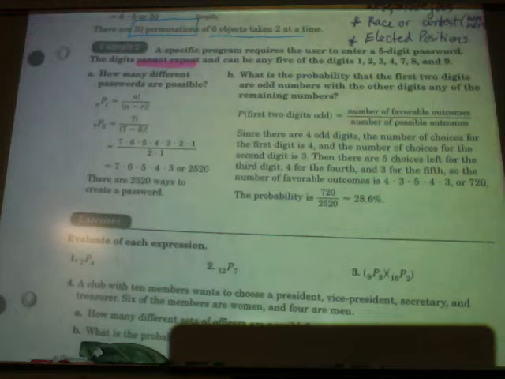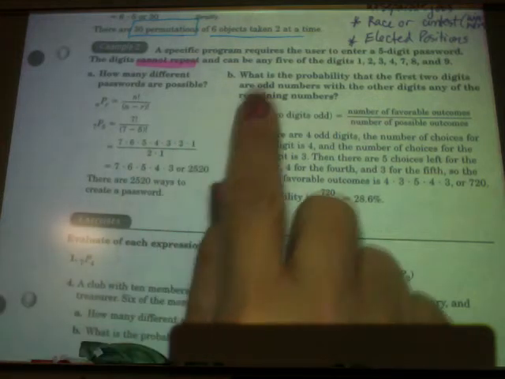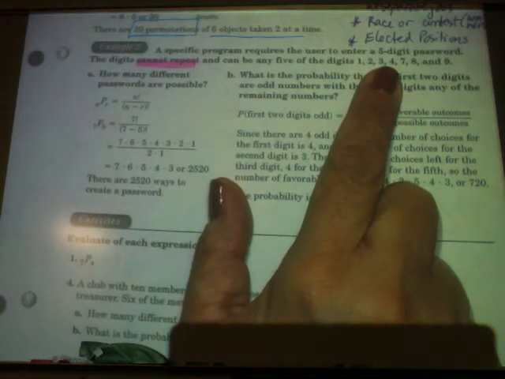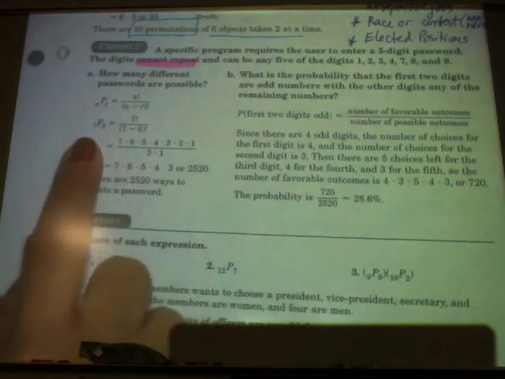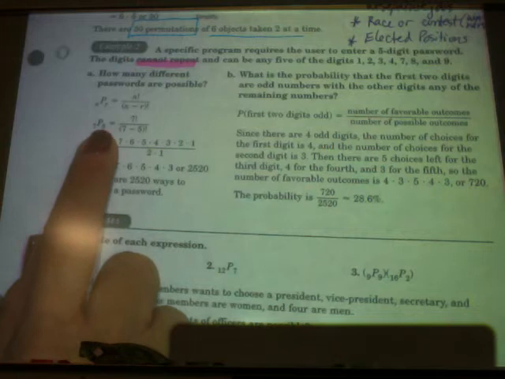Are there any digits missing? 5 and 6 and 0, right? So how many digits do we have to choose from? We have 7 total digits, right? So will order matter for a 5-digit password? Yes, so that's why we're using a permutation for this. And so notice that they've got a 7 here for total items to choose from, and we have 5 digits in our password, so that's what we're choosing, 5 items at a time.